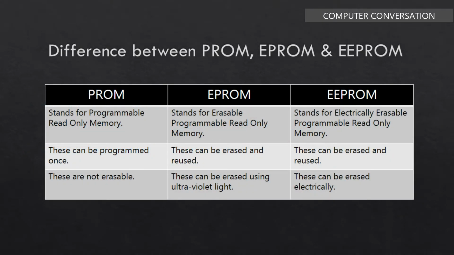Now let's see the differences between PROM, EPROM and EEPROM. PROM stands for Programmable Read-Only Memory, EPROM stands for Erasable Programmable Read-Only Memory, and EEPROM stands for Electrically Erasable Programmable Read-Only Memory. PROM can be programmed once, whereas EPROM and EEPROM can be erased and reused. PROM is not erasable. EPROM can be erased using ultraviolet light and EEPROM can be erased electrically.